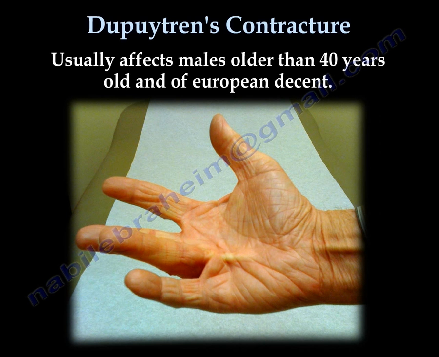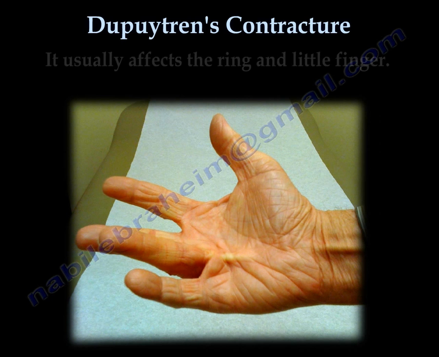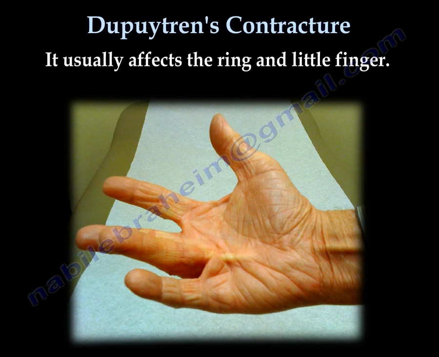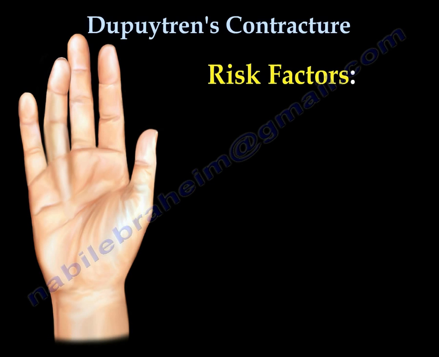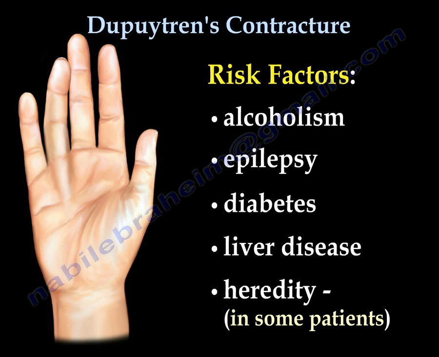Usually affects males older than 40 years old and of European descent. It usually affects the ring and the little fingers. Risk factors: alcoholism, epilepsy, diabetes, liver disease, hereditary in some patients.